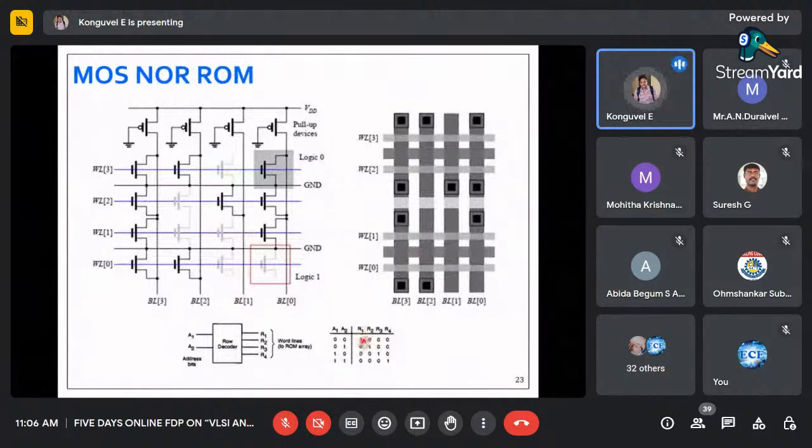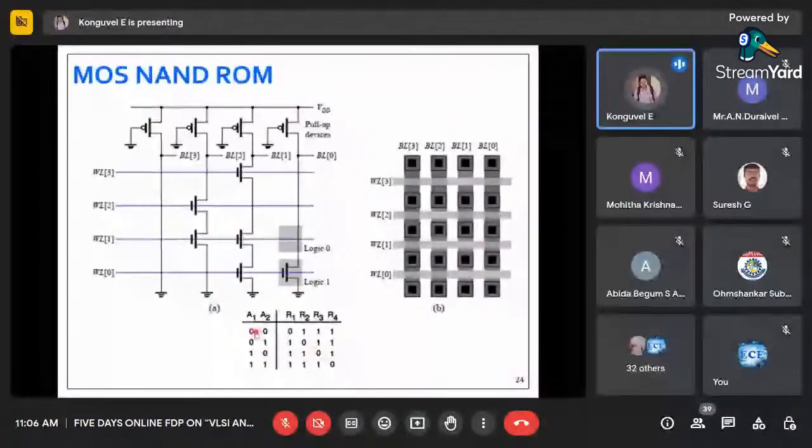point of time, only one line will be 0. For example, if you are giving 0, 0, only line 0 will be 0. All other lines will be 1. And also all other lines are connected to pull up devices. So that means BL3, BL2, BL1, BL0, everything will be 1. All right. But we are making the connection become 0 by using the devices. Since it is like a series connection, we are calling that NAND. So wherever we are having a transistor, we consider that as 0. All other things are considered to be 1. This is how NAND ROM works.